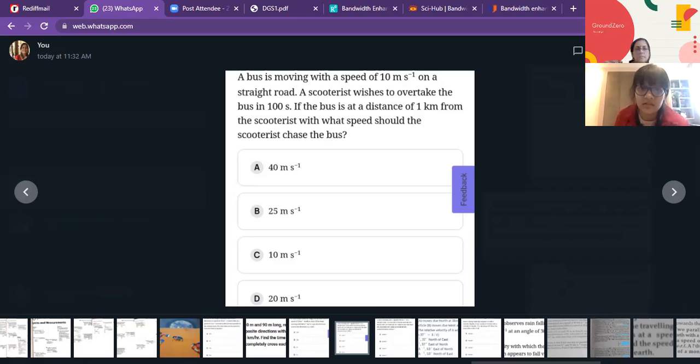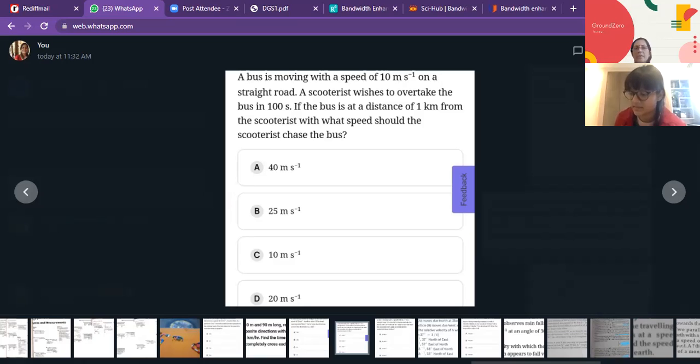Option C. No, 10, option D. Yeah. 20. So how did you do it? Like, the total distance of the bus will be 1000 plus 10 into 100. So that should be equal to the speed of the scooterist into 100. So 2000 is equal to x into 100.